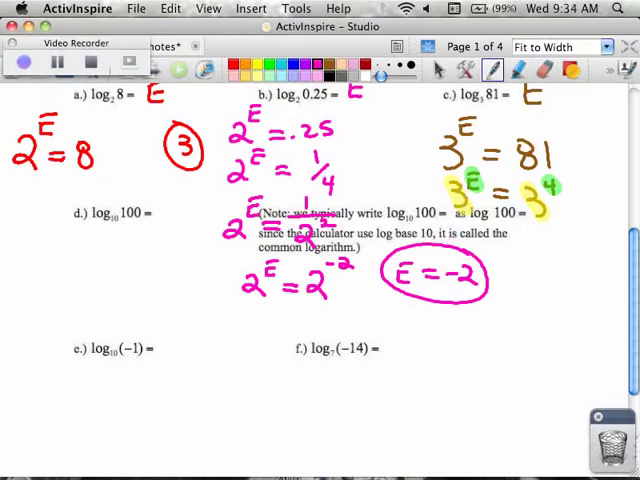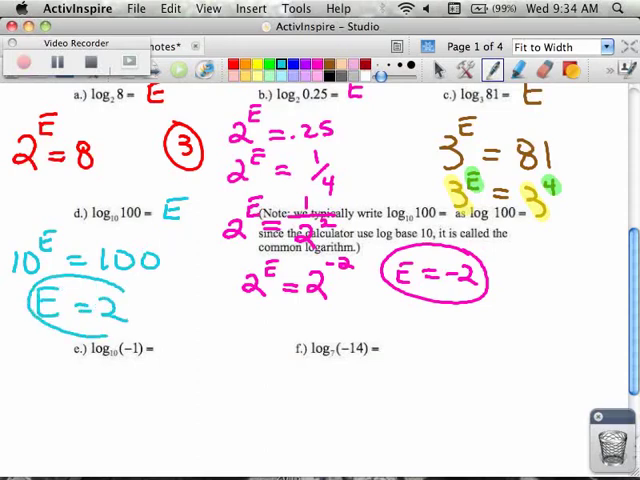Okay, letter D. In letter D, if we set that equal to our exponent, that means that 10 to some exponent equals 100. Not so hard there. We know that the exponent has to be 2 because it's 10 squared.